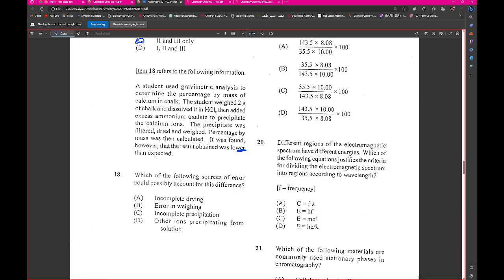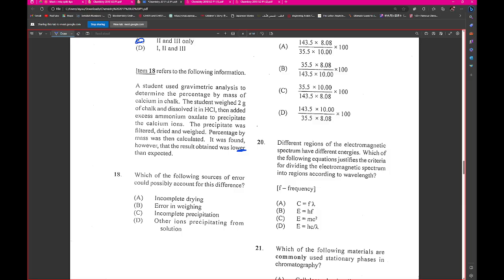Hear me out. I'm thinking between B and C, but if you're saying they added excess, could incomplete precipitation still occur if they said they added an excess amount of ammonium oxalate? Okay, excess will increase the chances of complete precipitation, right? Because incomplete precipitation will occur when the mole ratio is not at its optimum, right?